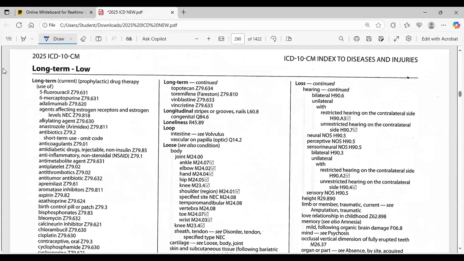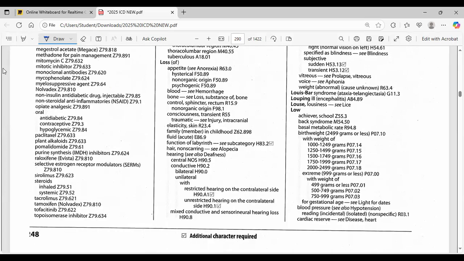Here we go. Long term. Whenever a patient is using any drug therapy over the long term, we have to use a code from the long-term use Z series. Let's say the patient is managing diabetes with an anti-diabetic injectable drug which is non-insulin, then you have to use Z79.85 after the diabetes.